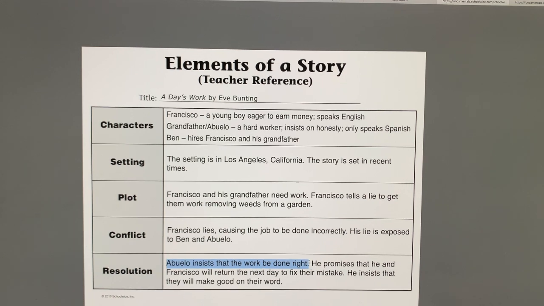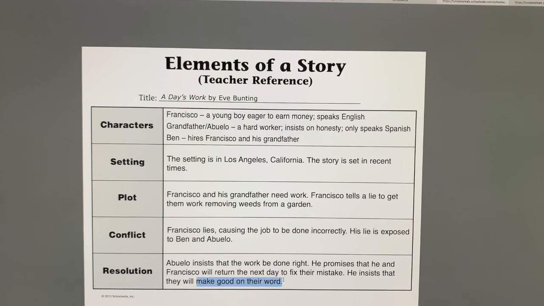We do them correctly. He also, the grandfather, makes a promise that he and Francisco will return the next day to fix their mistake. So he is again teaching Francisco that if you do something incorrectly, then you're going to have to come back and fix it. And then he insists that they will make good on their word.